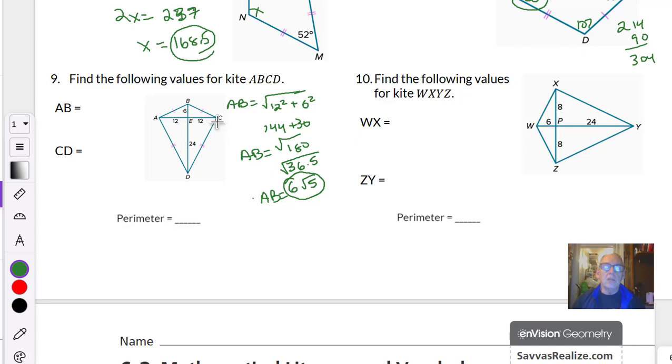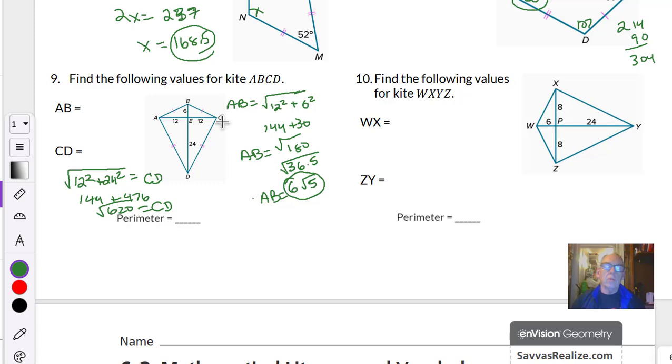Now the length of CD, same thing. Now we've got a 12 and a 24. So we've got 12 squared plus 24 squared. Take the square root of that, and that's going to be our length CD. 12 squared is 144. 24 squared is 576. 576 plus 144 is 720. Looks like the square root of 720 is CD.